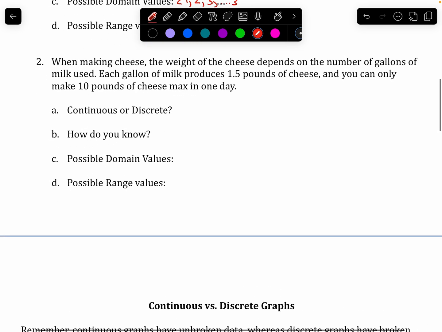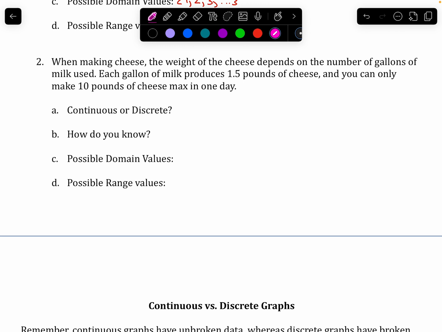It says, when making cheese, the weight of the cheese depends on the number of gallons of milk used. Each gallon of milk produces 1.5 pounds of cheese, and you can only make 10 pounds of cheese max in one day. So when I think about milk, and when I think of weight, like pounds, think about milk in a gallon, or think about water in a gallon jug, okay?